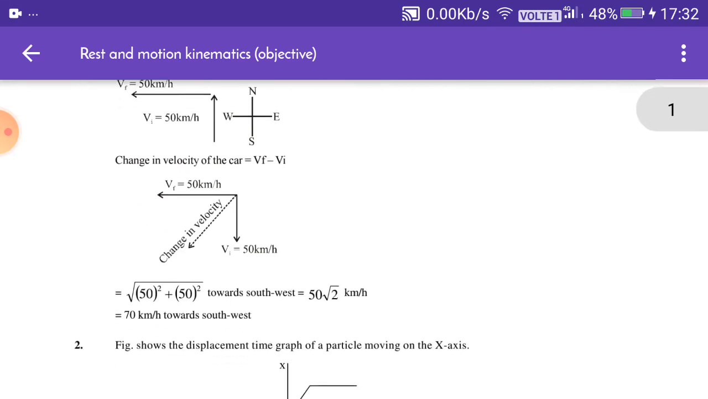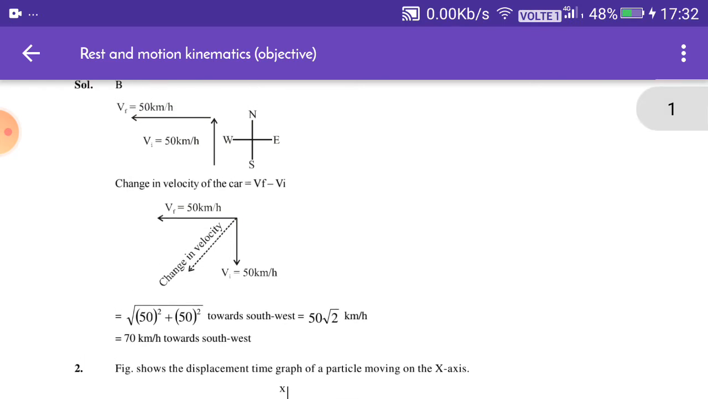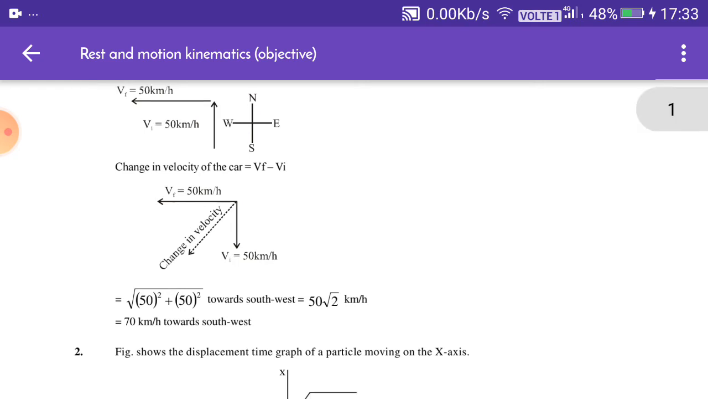Now the change in velocity of the car is vf minus vi. So for change in velocity, with v final and v initial, you take a root of 50 square plus 50 square, towards the southwest direction, because the change in velocity will be in the direction where you see the dotted lines. So you get 50 root 2 kilometers per hour, which means 70 kilometers per hour, in the southwest direction.